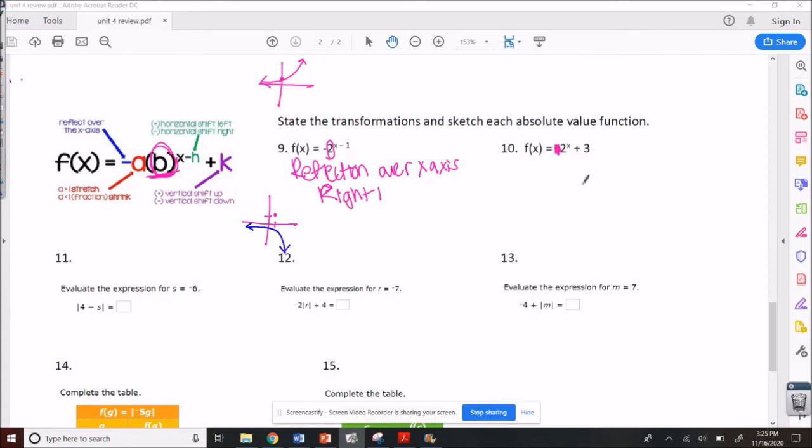Okay, so if we change this to a positive, then this one is just going to be up 3 units. So that's where my asymptote is going to go. That would mean my y-intercept is now at 4.